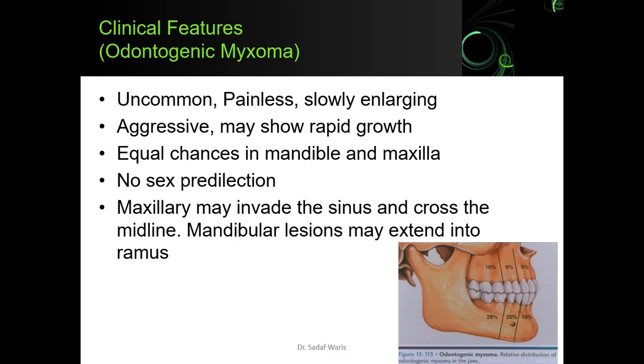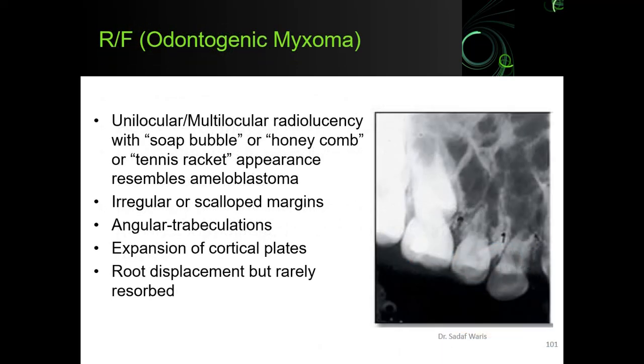If the lesion occurs in the maxilla, they may invade the sinus. Mandibular lesions will extend up to the ramus. Odontogenic myxoma on radiography appears as unilocular or multilocular radiolucency with irregular and scalloped margins. If these lesions appear multilocular, the multiloculation may appear as soap bubble, honeycomb, or tennis racket kind of appearance.